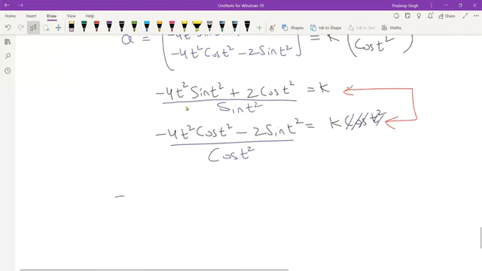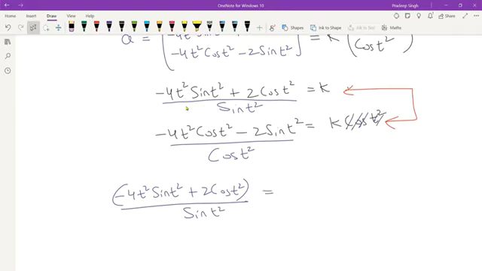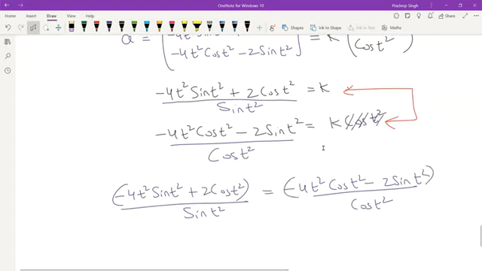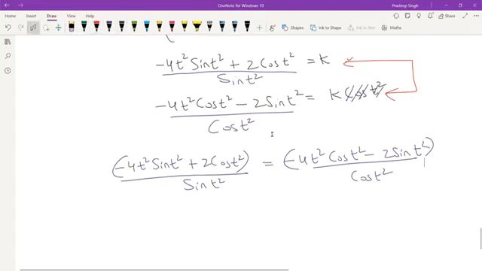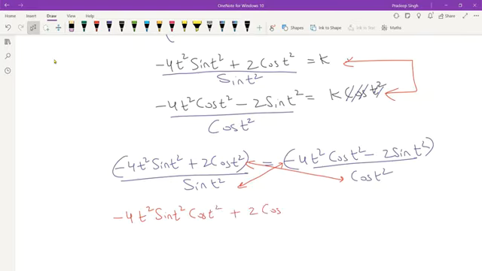So the first equation, let's write again: minus 4t square sine t square plus 2 cos t square, divided by sine t square, equals minus 4t square cos t square minus 2 times sine t square, upon cos t square. So this is the entire expression after we equate the expressions for k. Now let's simplify further. We will cross multiply now. So the cos t square will get cross multiplied and the sine t square as well. If you multiply cos t square with this entire bracket, what will we get? Minus 4 times t square sine t square cos t square plus 2 times cos t square.